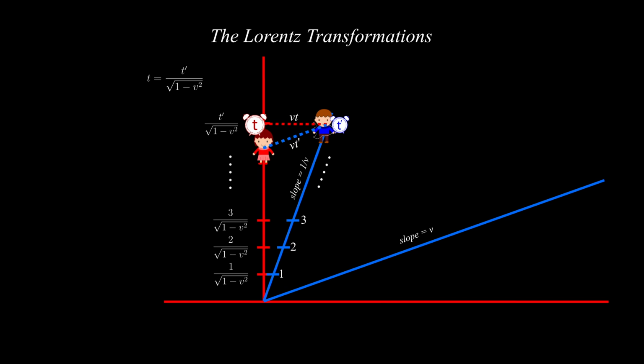Okay, now it's time to label the x-axes. If we multiply the time dilation formula by v, we see that the length of the red horizontal line vt is equal to the length of the blue horizontal line vt prime divided by the root of 1 minus v squared. So this is the relationship between red horizontal lengths and blue sloped lengths. Let's see how that looks on the x-axis.